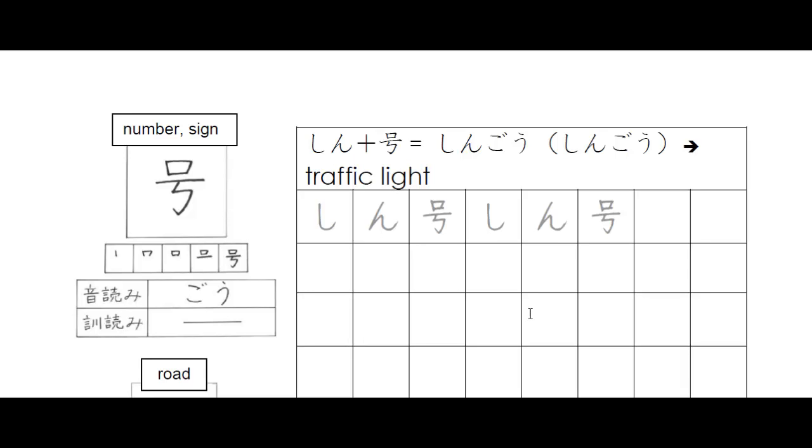Page 12, kanji, starting with traffic light. And that's made up of shin, we don't need this kanji so we won't learn it, plus go, shingo, traffic light. And here we have the go. Now let's have a look at what it's made of.